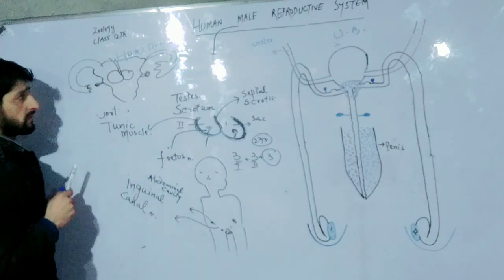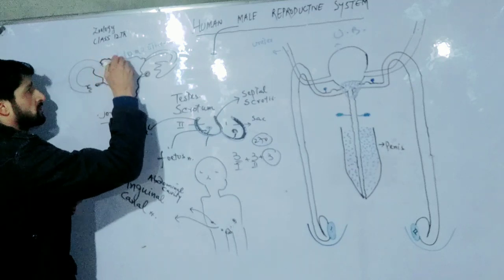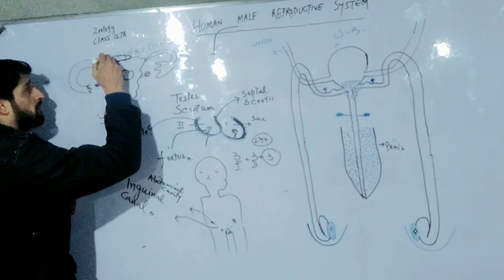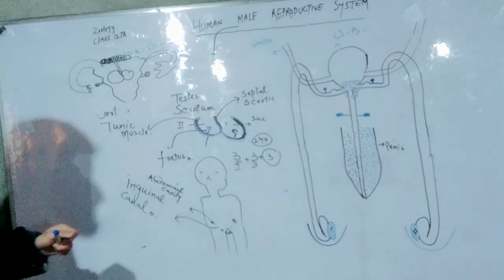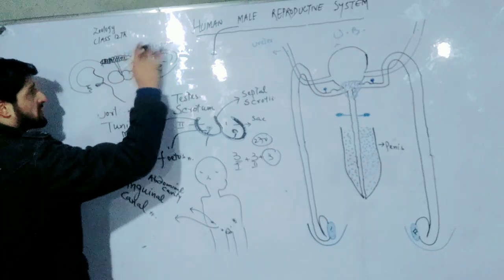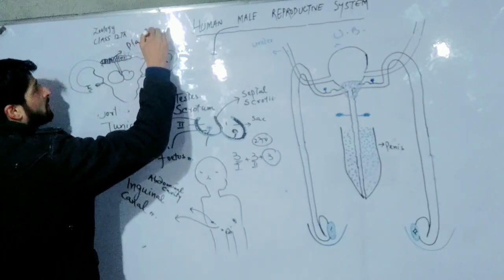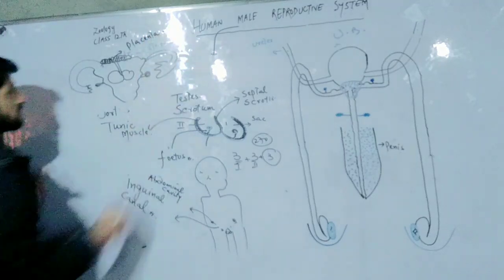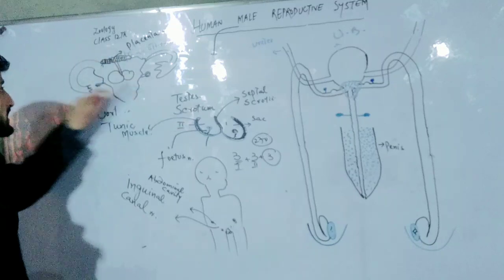Human fetus. This human fetus has a link with the maternal blood, I mean the mother, by a special structure. This unique structure is known as the placenta. We have to deal with this in later classes.